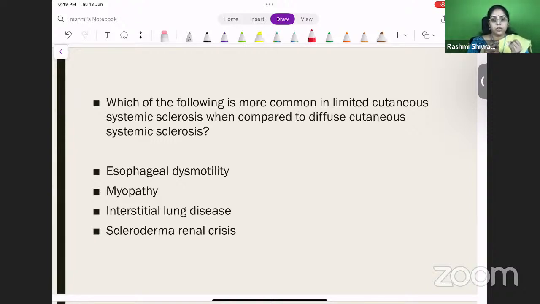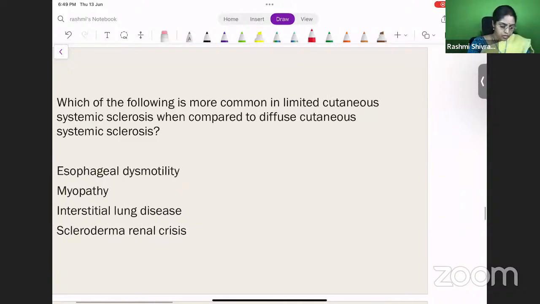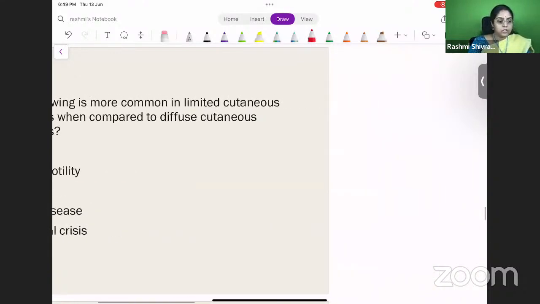So which is more common in limited cutaneous systemic sclerosis as compared to diffuse cutaneous? Is it esophageal dysmotility? Is it myopathy? Is it ILD? Or is it scleroderma renal crisis? Which one is the answer? Okay. So we'll go to the discussion.